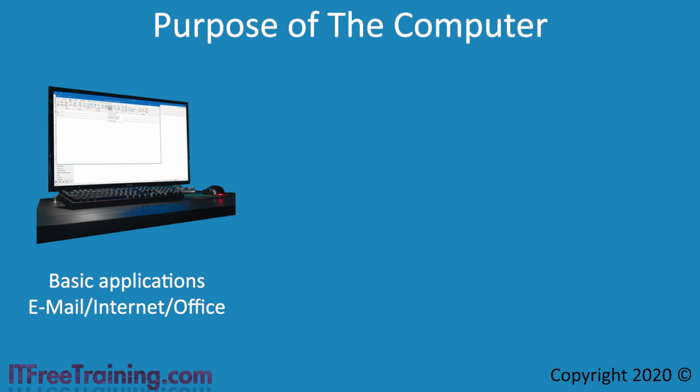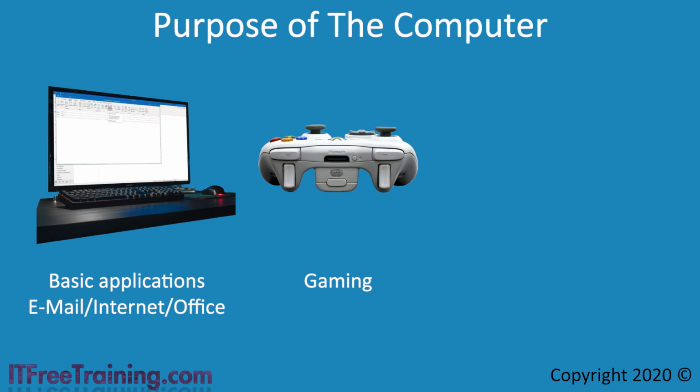The second category is gaming computers. These computers tend to have higher specifications than the basic computers and also may include a powerful video card. It is possible to purchase a cheap gaming computer, but if you want some good performance, you're going to have to spend more money, particularly for the graphics card.